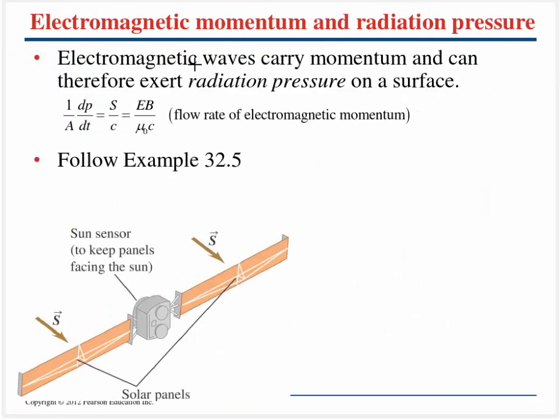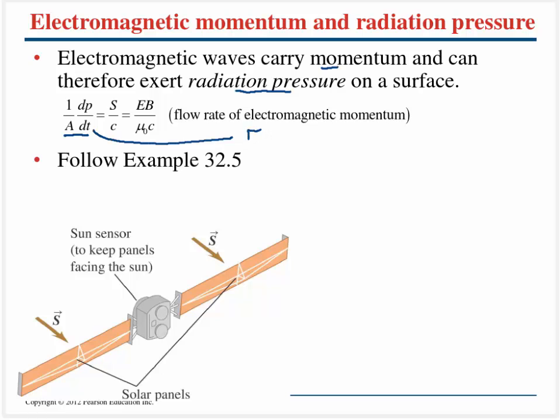for electromagnetic waves. Now, electromagnetic waves can also carry momentum, and therefore they can exert something called radiation pressure on a surface. We can take a look at this radiation pressure. It's related to the Poynting vector, which is a power.